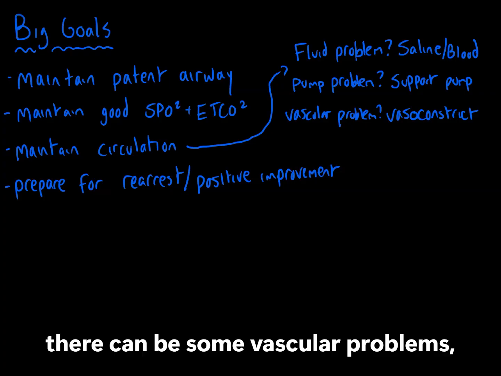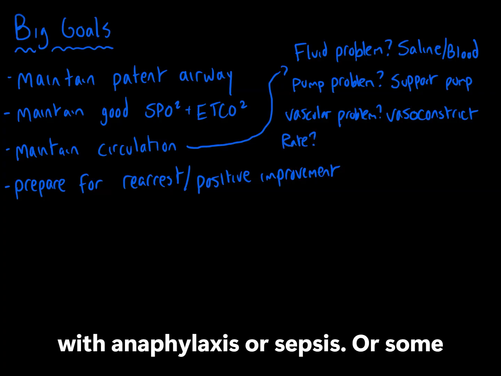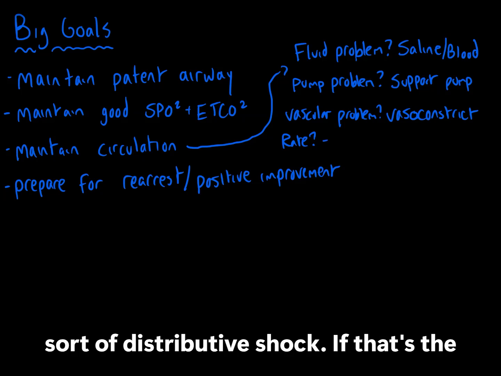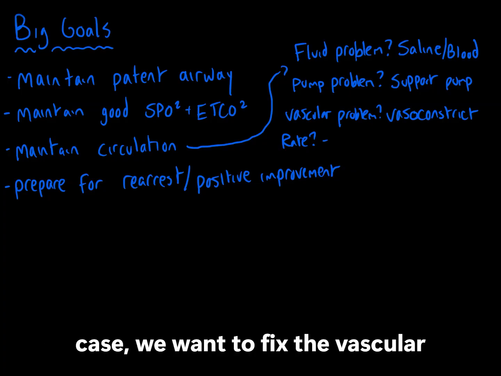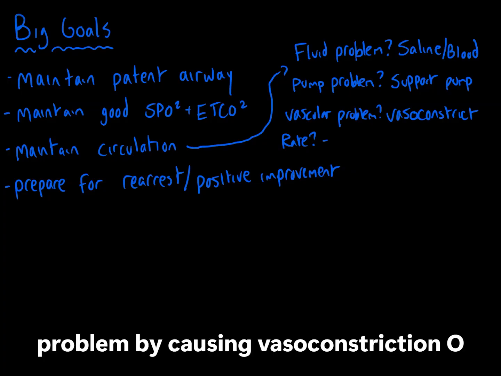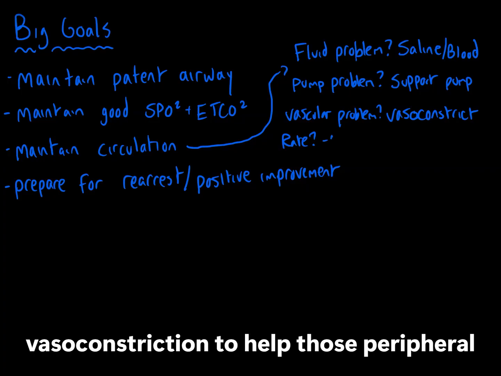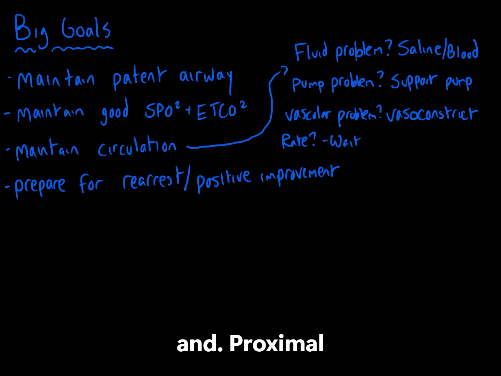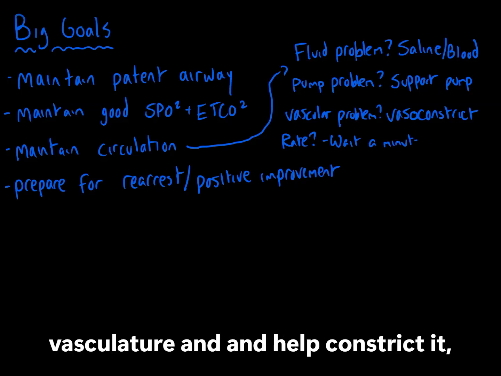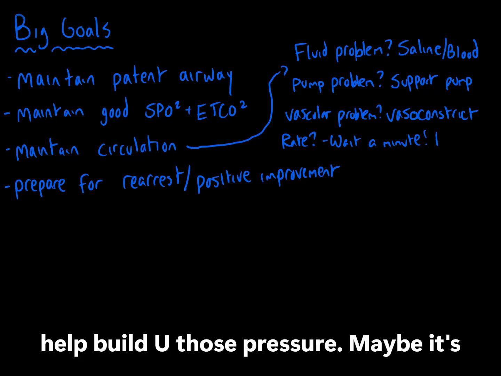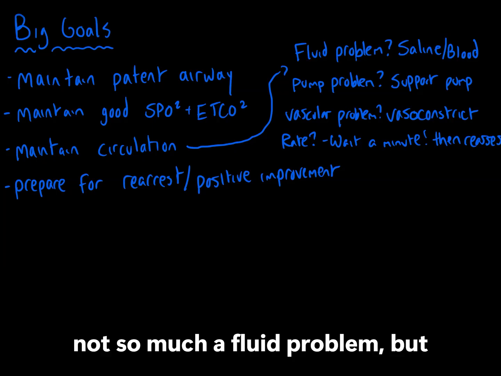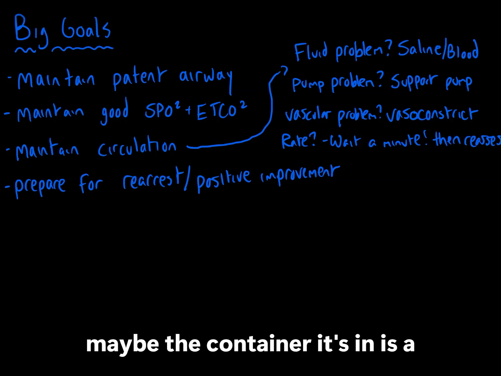Now, there can be some vascular problems, right? Some diffuse vasodilation, maybe with anaphylaxis or sepsis or some sort of distributive shock. If that's the case, we want to fix the vascular problem by causing vasoconstriction. So give those alpha 1 agonists and provide the vasoconstriction to help those peripheral and proximal vasculature and help constrict it, help build up those pressure. Maybe it's not so much a fluid problem, but maybe the container it's in is a little bit too big.